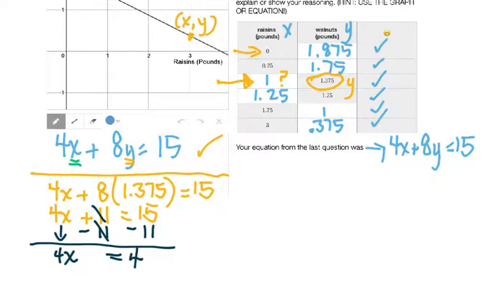I'm going to continue to solve. I'm going to divide both sides by 4, and I get the value that X is equal to 1. X is equal to 1. So again, I could have done it that way.